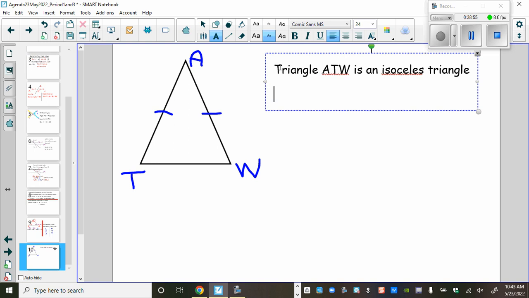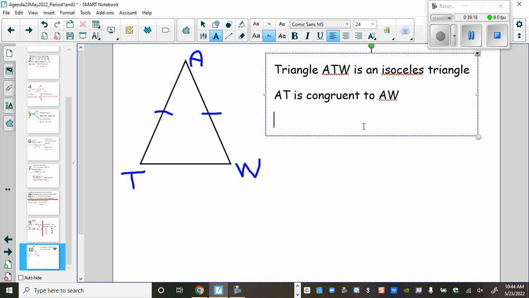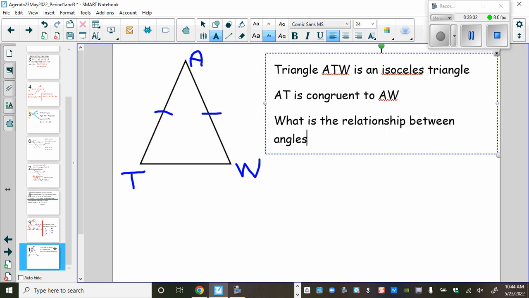So AT is congruent to TW, or AW, sorry. Now, that's what we have going on here. What do we know then? What is the relationship between angles T and W?